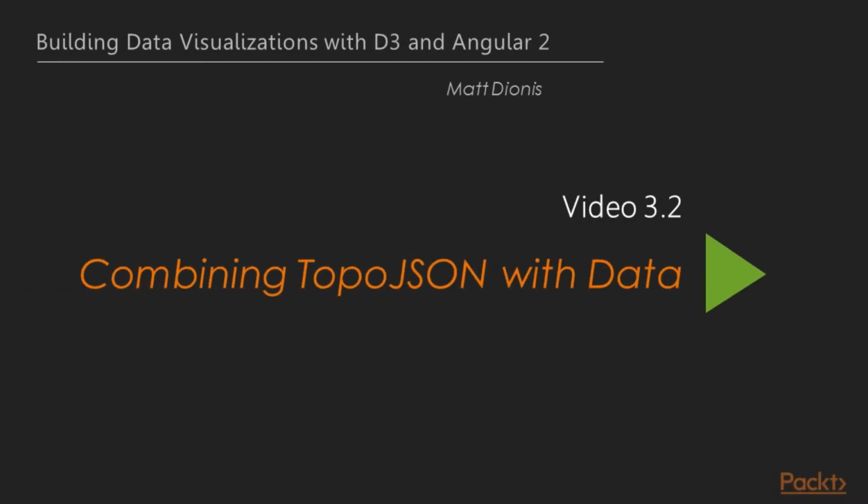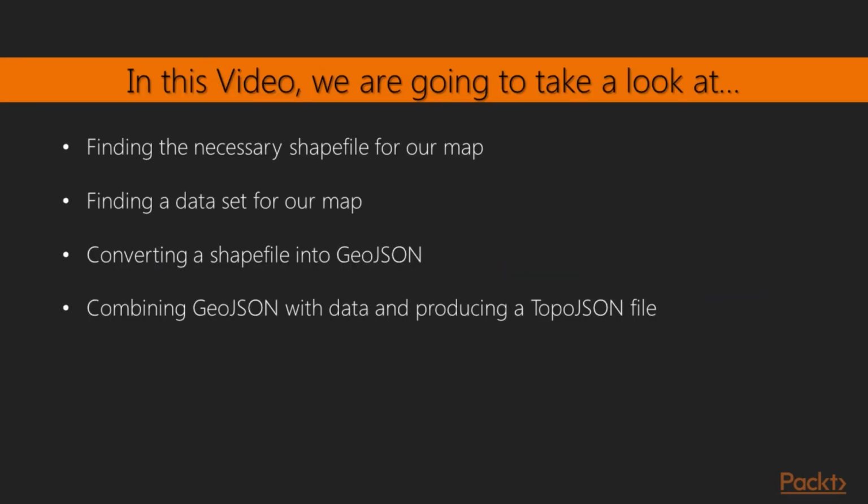Now that we understand what GeoJSON and topo.json are and their benefits to building maps with D3, let's work with them in our own project. First, we will find the necessary shapefile for our map. Next, we will find a suitable dataset to visualize on our map. We will then convert our shapefile into a GeoJSON file. Once we have a GeoJSON file, we will combine it with our dataset and produce a final topo.json file.